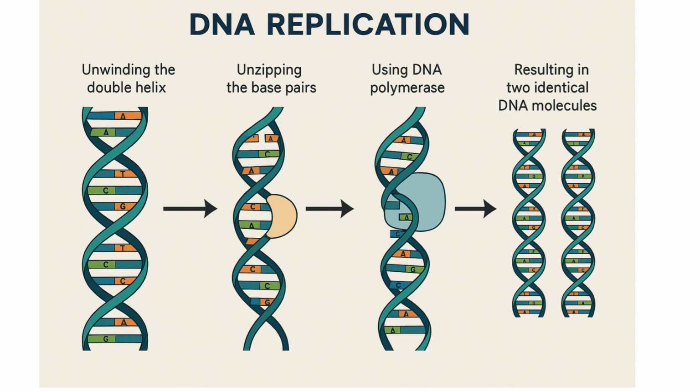Here is DNA replication. Before a cell divides, it needs to copy its DNA. This process is called DNA replication. It ensures that each new cell receives an exact copy of the DNA. The steps include unwinding the double helix, unzipping the base pairs, using DNA polymerase, an enzyme that adds new complementary bases to each strand, resulting in 2 identical DNA molecules, each with 1 old and 1 new strand: semi-conservative replication.